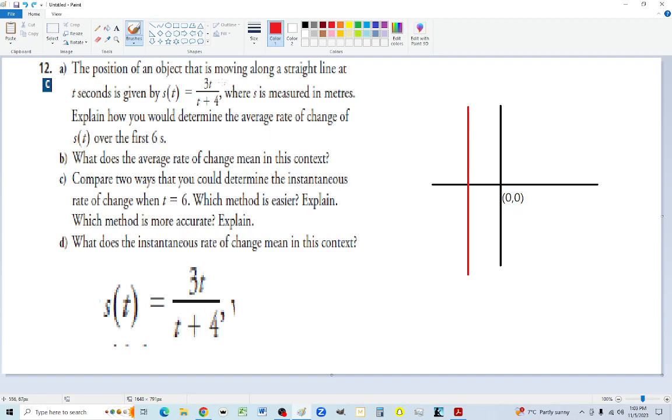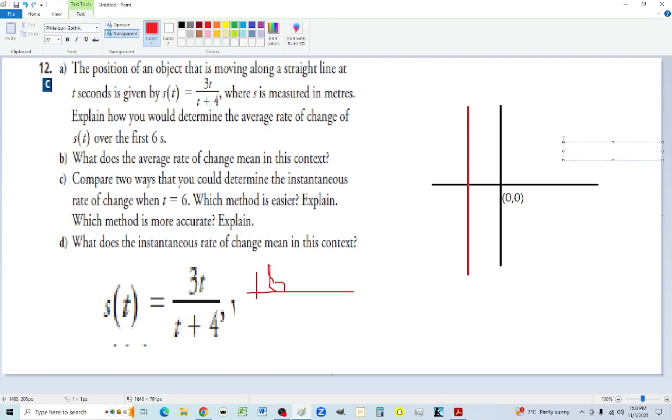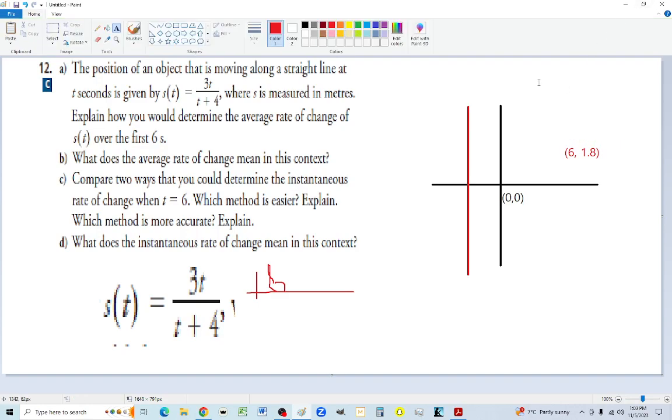0 to 0. Let's put in a 6 here. At 6, we get 18 up here, and down below we get 10. So we're talking about 1.8. So it's 6, comma, 1.8. And we'll put it about here. Now, what is 1.8? What is the y-axis?